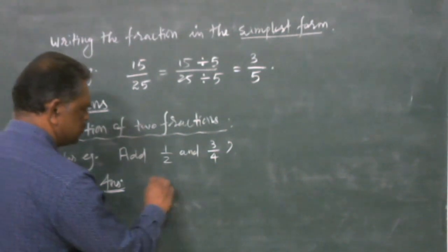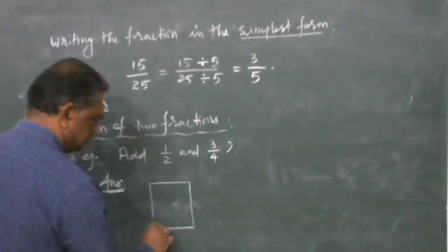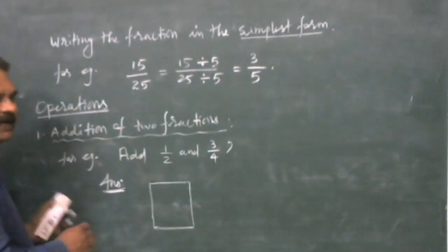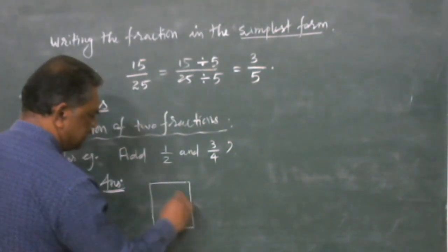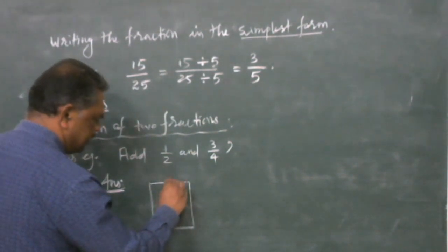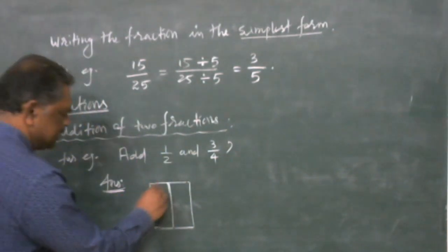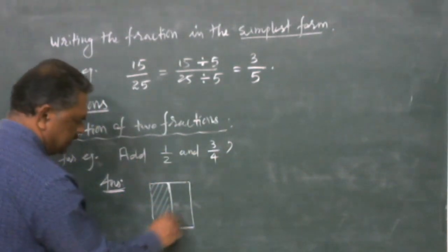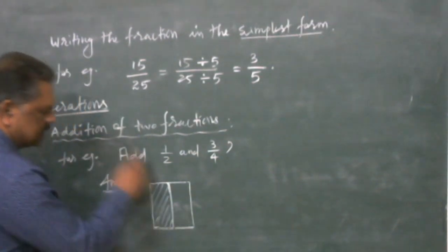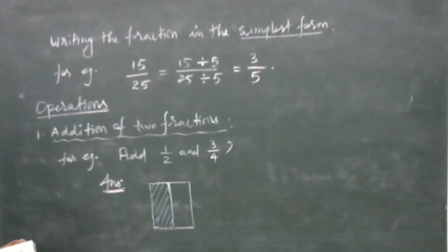Half means, suppose a whole cake is there. It is a whole cake. Divide into 2 parts. Out of 2 parts, 1 part is shaded. 1 part is there with you. This blue color shaded part is there with you.